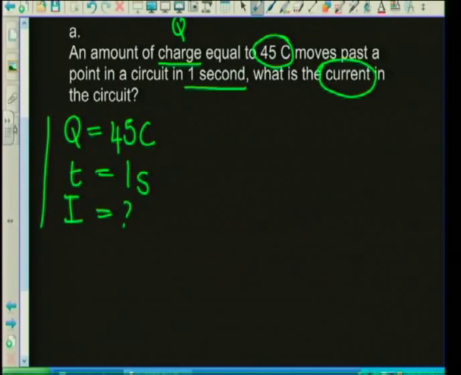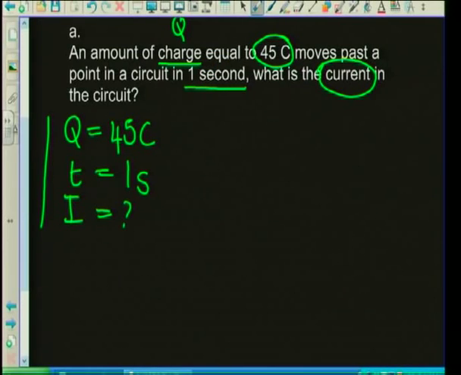Now, there are no marks for this list at all. Okay, you don't get marks for this list. There's no marks given to that in your exams, but this list helps me decide which equation to use. Because now I've got I, I've got Q, I've got T. Now, of course, we've only used two today, but that obviously tells me I've got to use I equals Q over T.